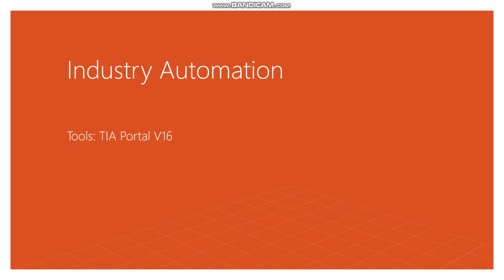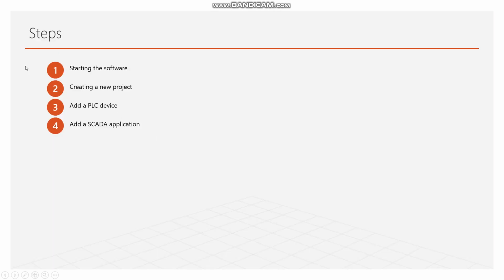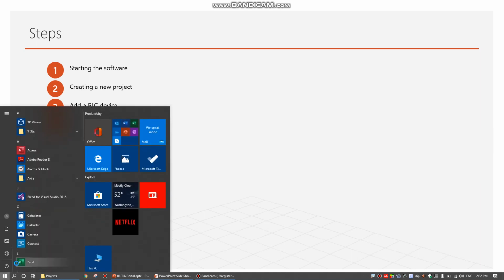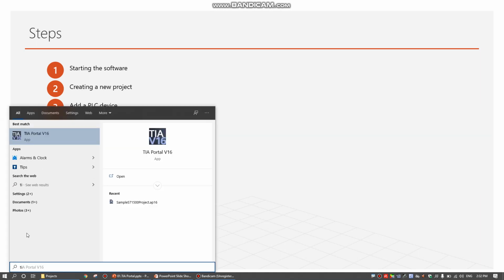This video helps you to get familiar with the TIA Portal version 16. In this topic, we learn how to start the project, create a new project, add a new PLC device S7-1500, and then add a new SCADA application, WinCC Professional. Now let's go. We can start TIA Portal version 16.